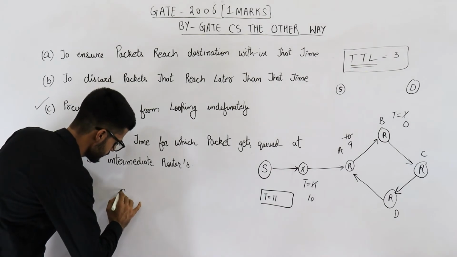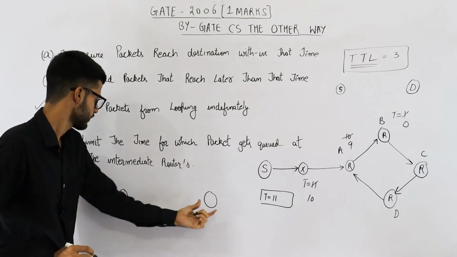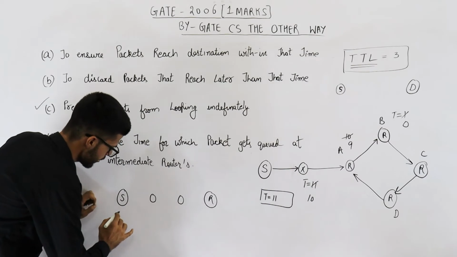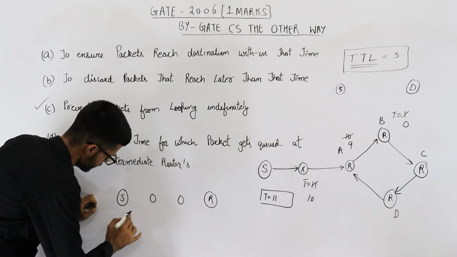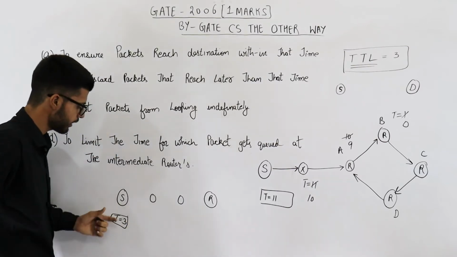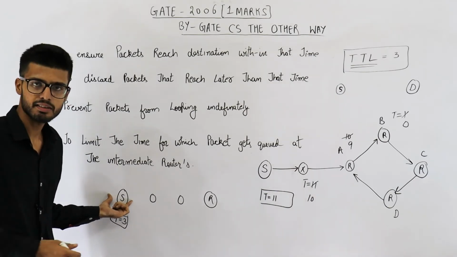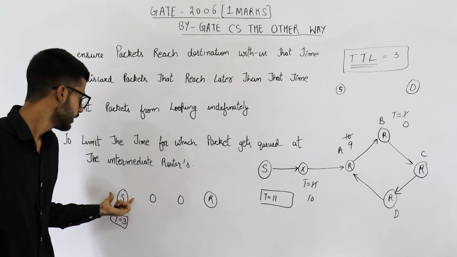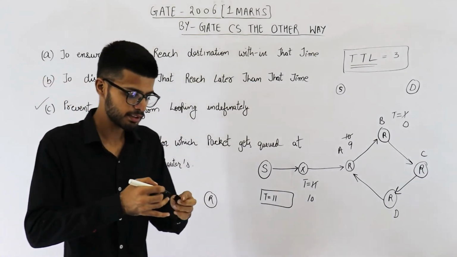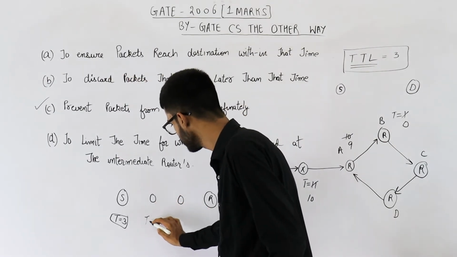Suppose this is the sender and this is the receiver. And suppose TTL is equal to 3. This sender will not reduce the TTL because it is already the sender. Okay, why would it reduce the TTL? It will set the TTL to some value and send the packet. So the sender will send the packet without reducing the TTL. Here the TTL received will be 3.